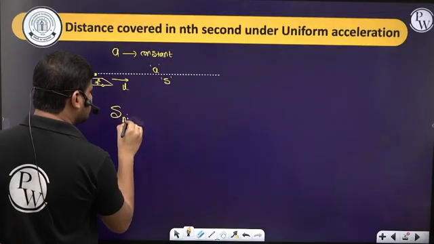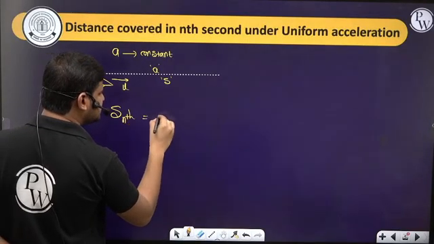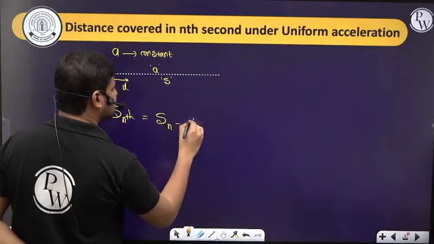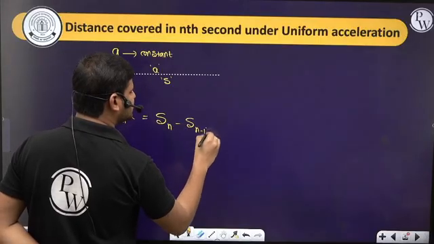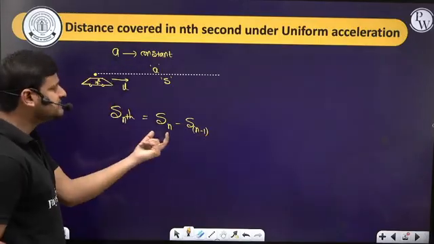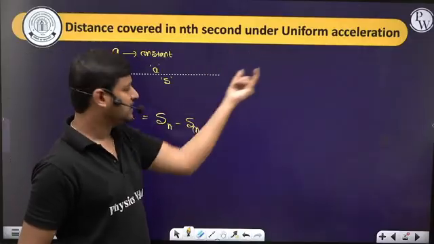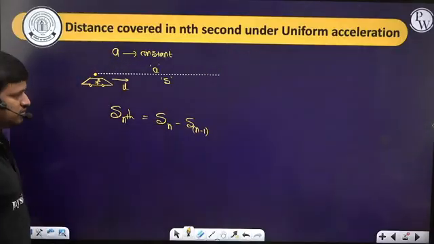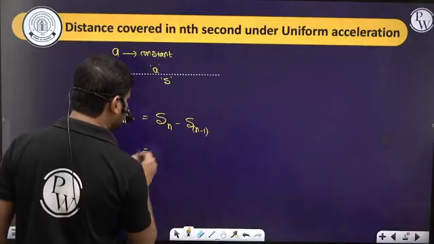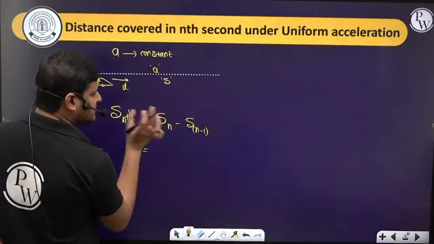So what's the formula that we know for the distance covered in the particular nth second? It is Sn minus Sn-1. This is a general formula. Now I need this in terms of acceleration and initial velocity u. So what do we do? Simply, Sn is the distance covered in n seconds.